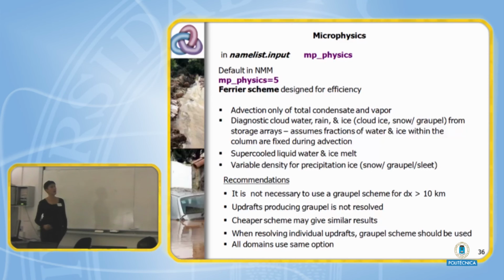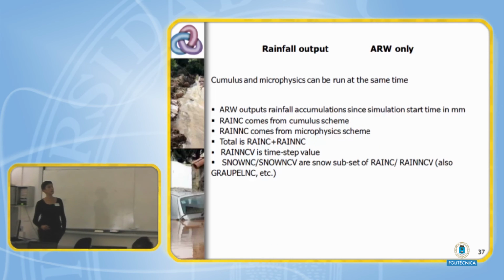And the recommendation is, it is not necessary to use the graupel scheme if you have dx bigger than 10 kilometers, and there is no resolving of graupel in updrafts. Cheaper schemes sometimes may give similar results. When resolving individual updrafts, a graupel scheme should be used. And if you are using nesting, and you will hear more about nesting after, all domains should use the same option for microphysics.